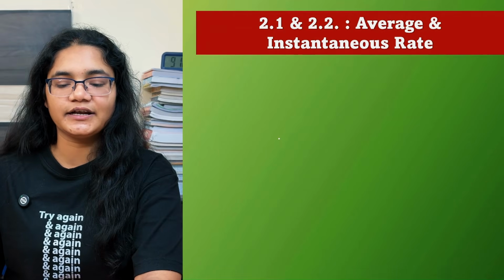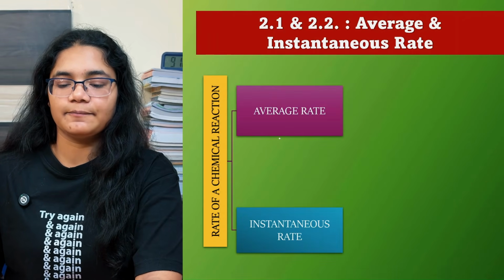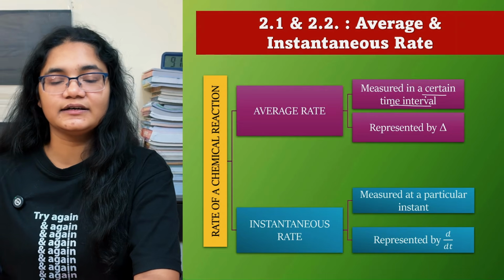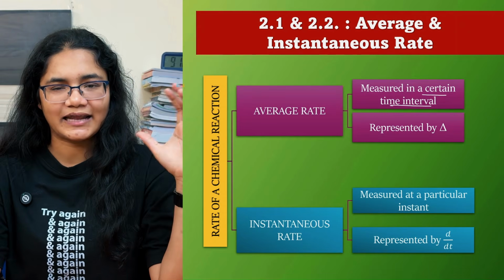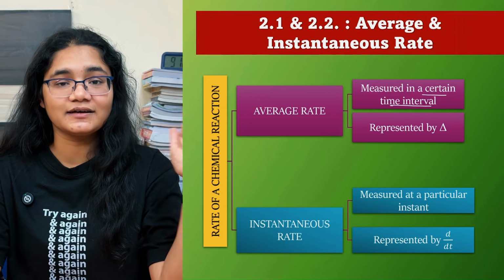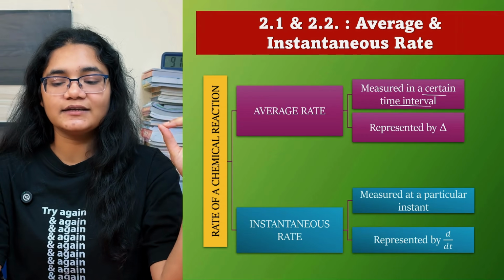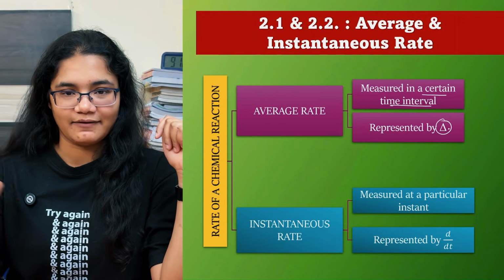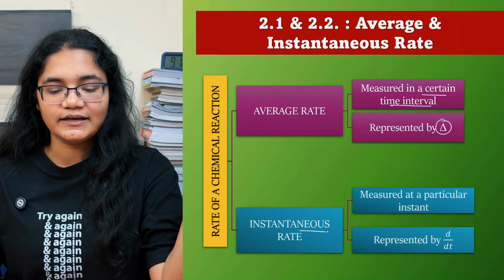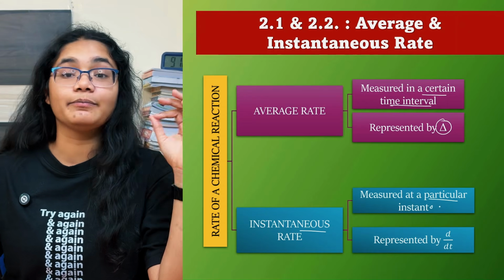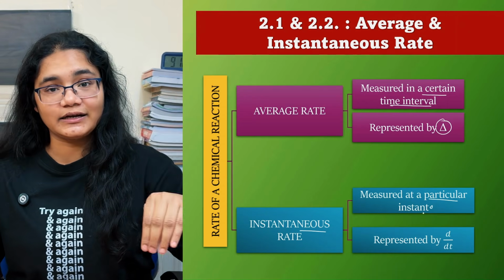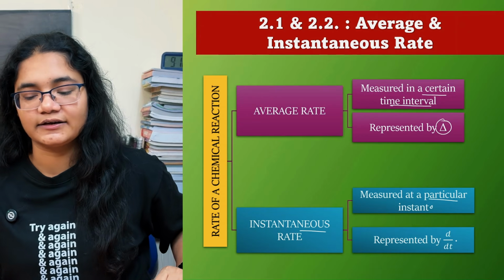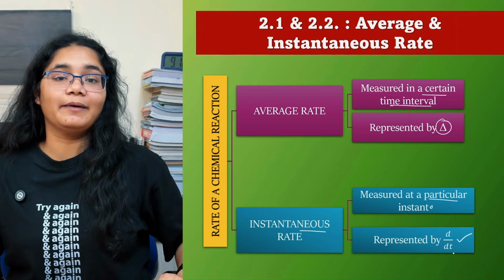So what is average rate and what is instantaneous rate? See, a rate of a reaction is called average rate if it is measured in a certain time interval. Okay, you have certain 10 minutes, 20 minutes, 1 hour, 2 hours, in a certain time interval you are measuring. That is called average rate and it is represented by the triangle delta value. Now if you're talking about instantaneous rate, it is measured at that particular instant. At a particular time you need to measure the rate of the reaction, and it is represented by d by dt.